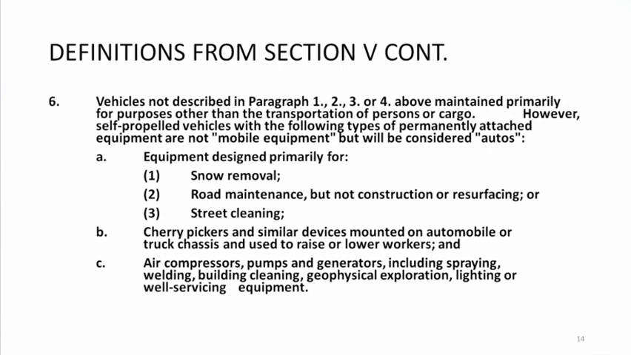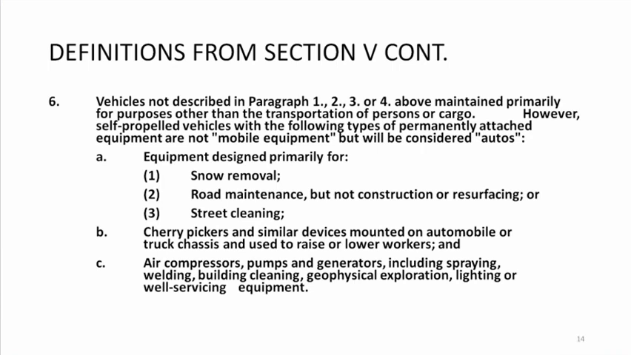Number 6, vehicles not described in the paragraph above but maintained primarily for purposes other than transportation of persons or cargo. However, self-propelled vehicles with the following types of equipment attached are not mobile equipment. Again, snow removal, road maintenance, street cleaning, cherry pickers and similar devices, or air compressors, pumps, generators, including spray rigs. So those are autos. And again, we'll talk about it later when we look at the coverage use of it. The main purpose here is use on premises, a very limited road exposure in most of these things. So we have to balance the auto and GL.